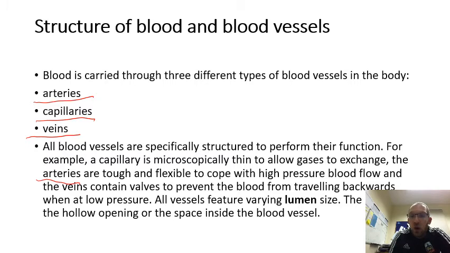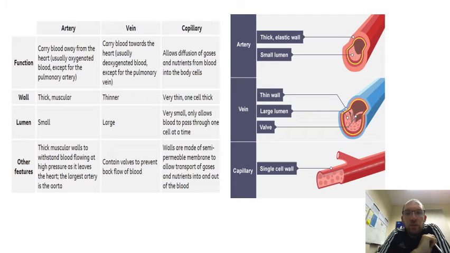Arteries, high pressure of blood flow. And veins contain valves to prevent the blood from travelling backwards when at low pressure. All vessels feature varying lumen sizes. This is the hollow opening or the space inside the blood vessels. So we have arteries, veins, and capillaries.